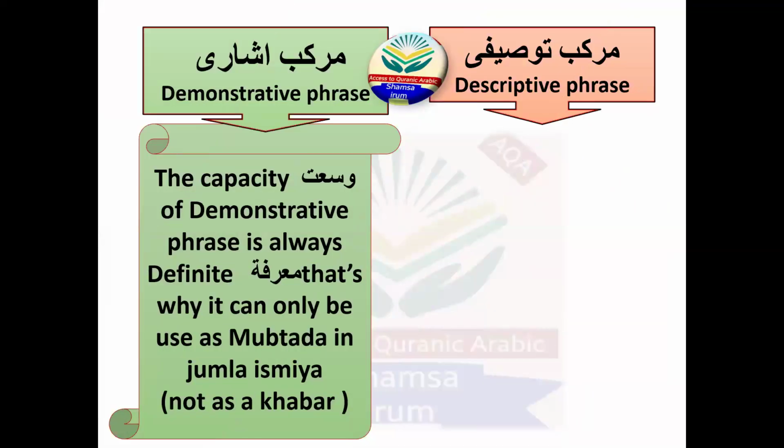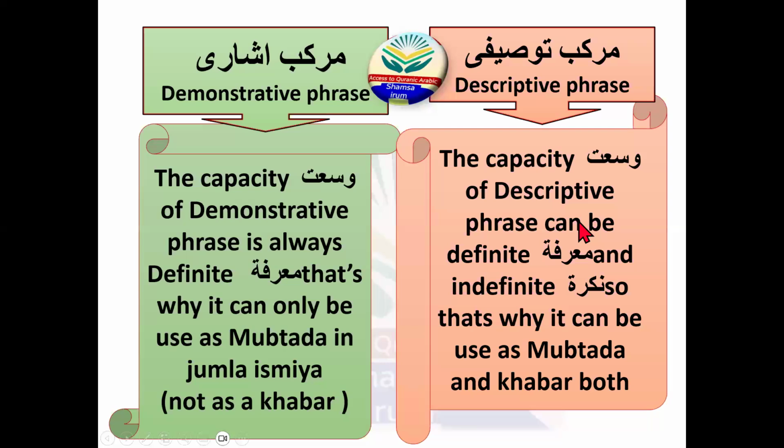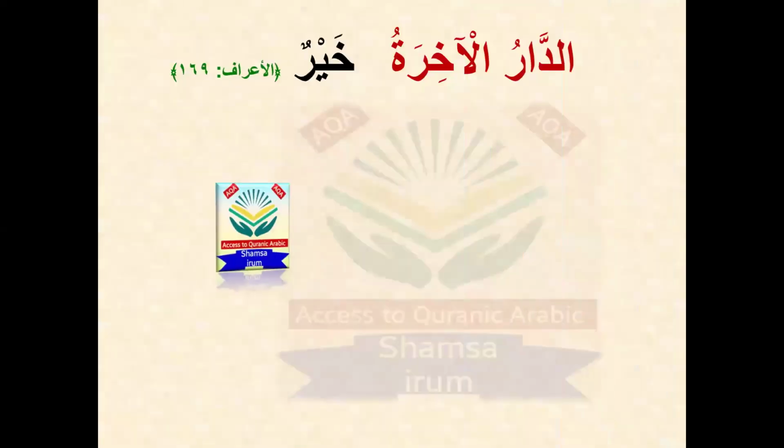Okay, now I will explain the reason why we can use the murakkab tawsifi for both the mubtada and the khabar. The capacity, the wus'at of the descriptive phrase, the murakkab tawsifi, is that it can be definite, marifa, and it can also be indefinite, nakira. So that's the reason we can use it as a mubtada and a khabar both. Now I will explain this descriptive phrase. I will show an ayah from the Quran Majid so you can understand easily, inshallah ta'ala.